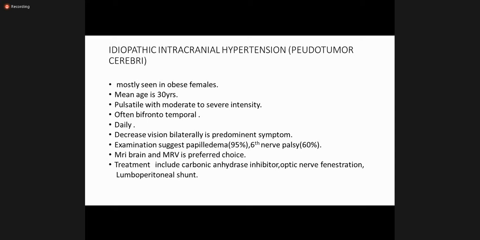So whenever you find the cause, you have to treat. If the drugs are the cause, you have to remove the drugs. You should go for diuretics, that is carbonic anhydrase inhibitors, to reduce the pressures. You sometimes need to go for optic nerve fenestration if there is a threat to the vision, because raised ICP can lead to blockage or optic atrophy. So you have to make the fenestration at the optic nerve to save the eye and the vision. And lumboperitoneal shunting or sometimes ventriculoperitoneal shunting to reduce or bypass the raised ICP. So in this way, you can save the vision and improve the headache symptoms.